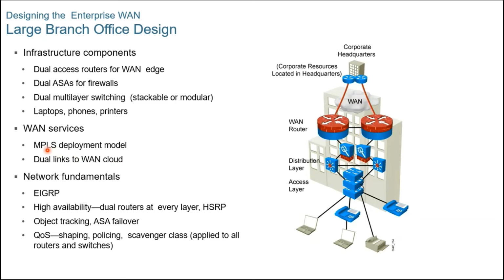Now for the WAN services, in this typical design, provided by an MPLS network with dual connections. And for network services, the EIGRP routing protocol is used. So high availability across the WAN is provided by dual routers running redundancy protocols such as HSRP, VRRP, and GLBP. You also have the ASA failover functionality and object tracking. Now, the QoS mechanisms used include traffic shaping and policing, and the implementation of the scavenger class of traffic applied on both the switch and the ISRs.